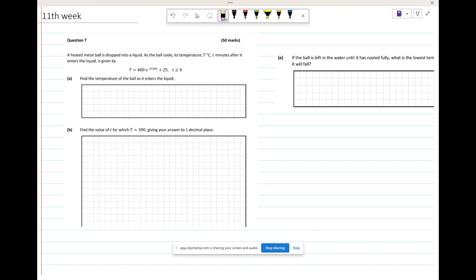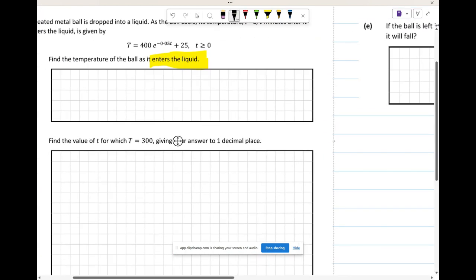Okay, so it says a heated metal ball is dropped into a liquid. As the ball cools, its temperature T degrees Celsius, t minutes after it enters the liquid is given by this function here. Okay, find the temperature of the ball as it enters the liquid. So things to highlight, enters the liquid. So we know it's dropped into the liquid, so as it enters the liquid, it's going to be right as it goes in. So that means that t here is going to be equal to 0.